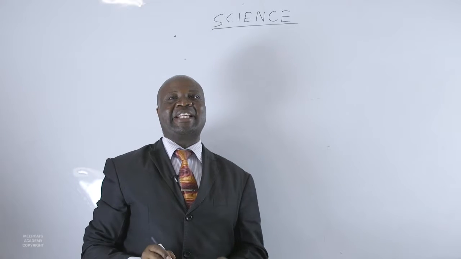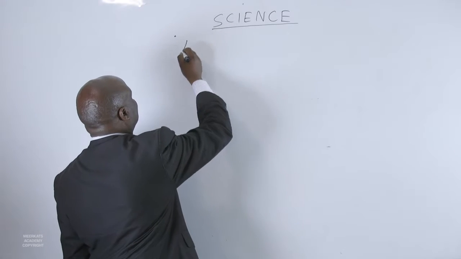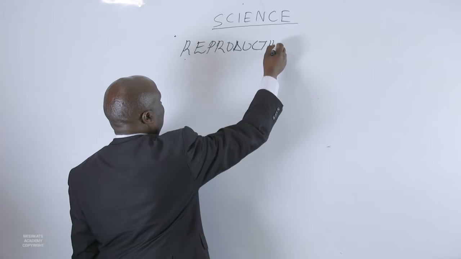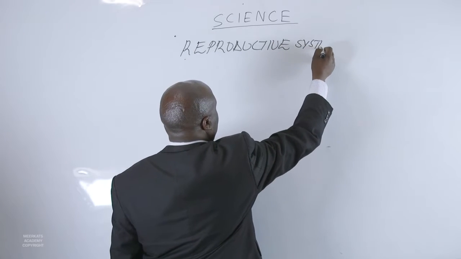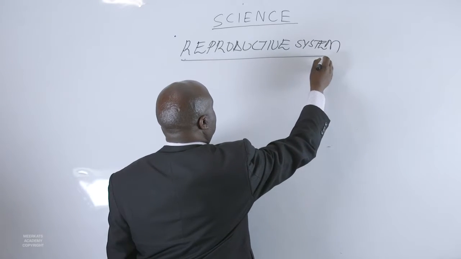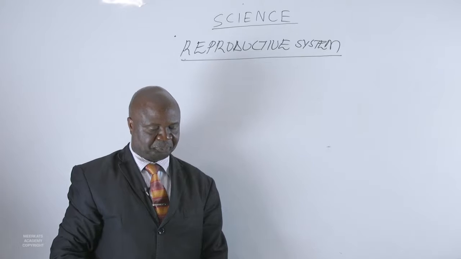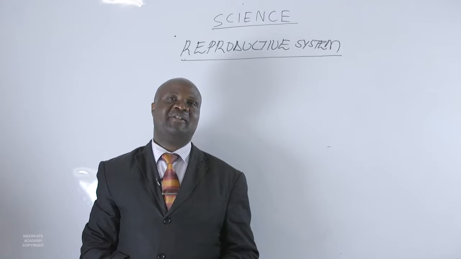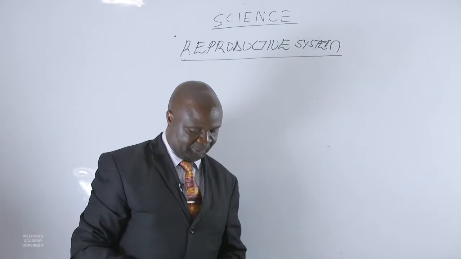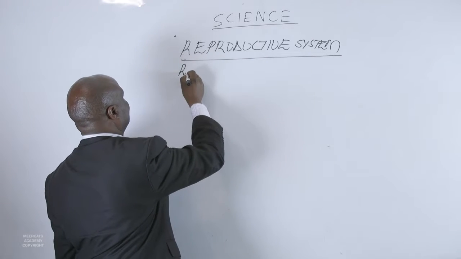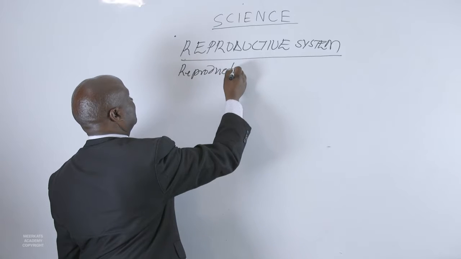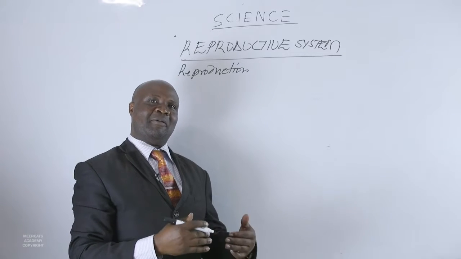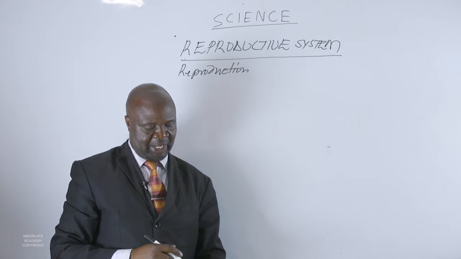This system, we call it the reproductive system. Now, when we are dealing with the reproductive system, maybe it's important first to define what reproduction is. What is reproduction? Then we shall see the organs that are involved in the reproductive system.